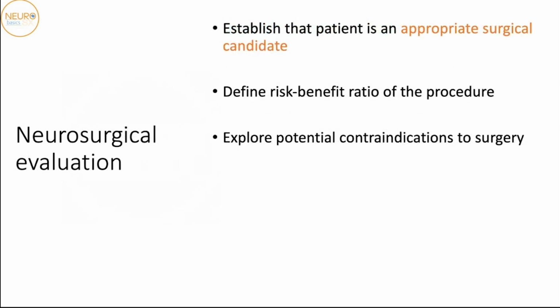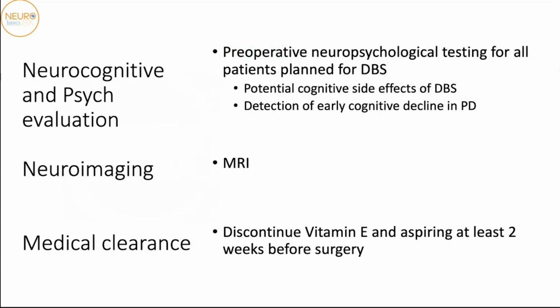The neurosurgery team should go in and evaluate whether the patient is an appropriate candidate for surgery or not. That's where you define the risk-benefit ratio of the procedure, and also explore potential contraindications to surgery. We'll discuss what these contraindications are much later in the lecture.